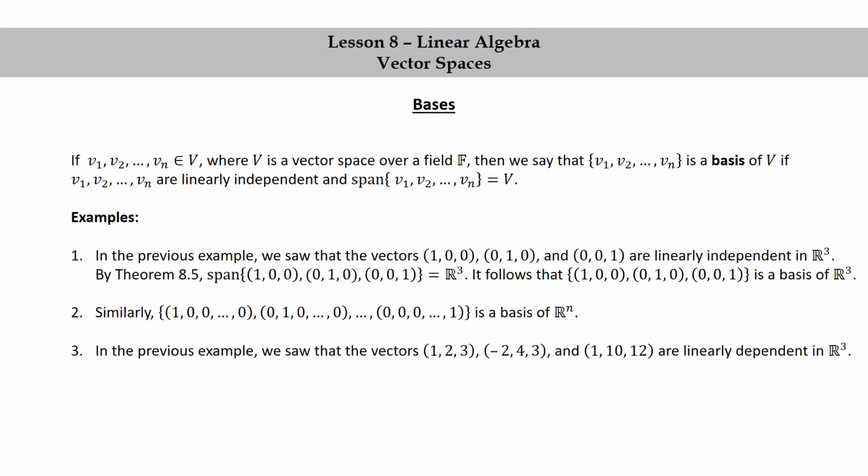In the previous example, we saw that the vectors (1, 2, 3), (-2, 4, 3), and (1, 10, 12) are linearly dependent in R3. It follows that the set consisting of (1, 2, 3), (-2, 4, 3), and (1, 10, 12) is not a basis of R3.